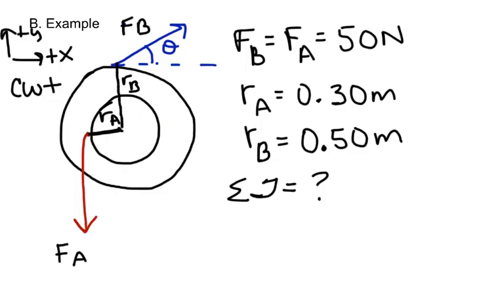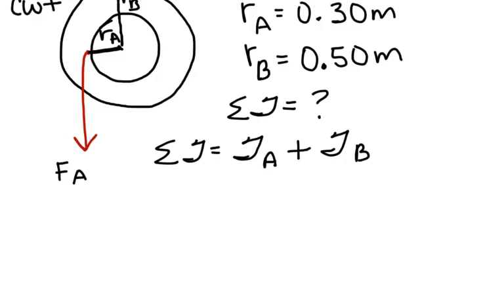To find the net torque, we're going to add the torque because of force A plus the torque because of force B. Using the formula for torque, the torque for A is going to be the length of the lever arm for A multiplied by the perpendicular force, the force A, plus the length of the lever arm with force B multiplied by the perpendicular part of force B.